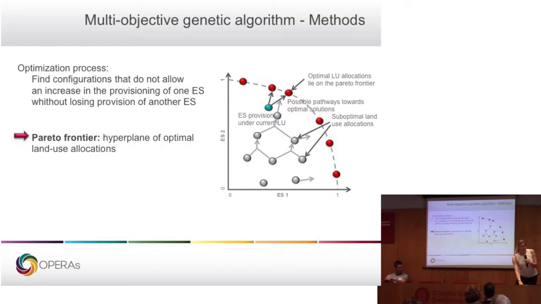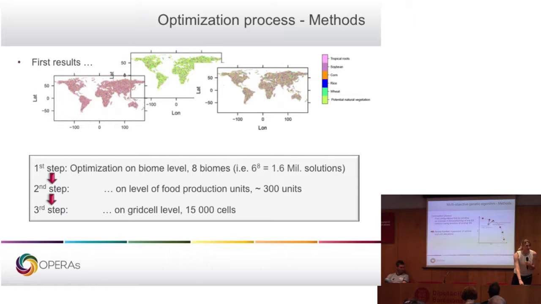So if we have this Pareto frontier, the suboptimal solutions are discarded in the process. We end up with the frontier, and what we can do then is draw in the ecosystem service provision under the current land use. So one dot, but behind it is a map. And then we can explore possible pathways towards optimal solutions. So how can we go from this dot to this dot? What would we have to change in the land use? So this was what we wanted to do.